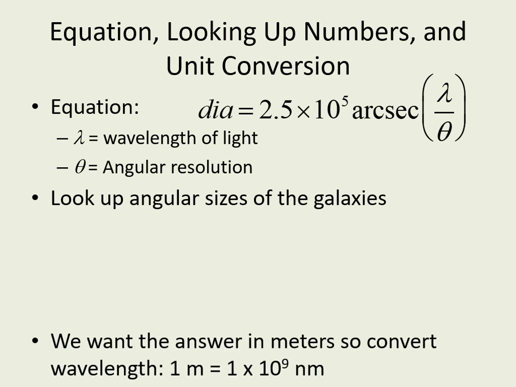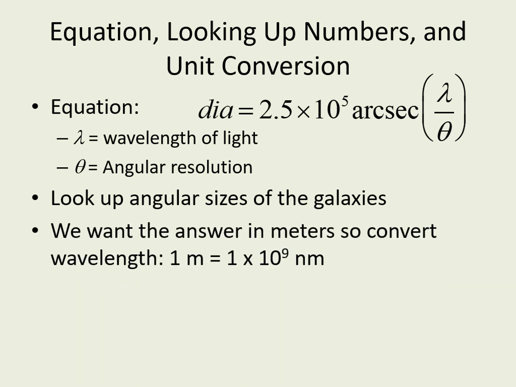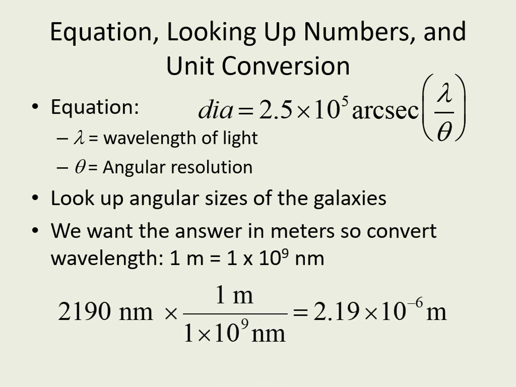So let's convert the wavelength into meters. To do that, we remember that the prefix nano means 1/billionth. So there are 10 to the 9th, or a billion nanometers in 1 meter. We can make a conversion factor out of the equation with the meters on top and nanometers on the bottom, since we want the nanometers to cancel. That gives us a wavelength of 2.19 times 10 to the minus 6th meters.